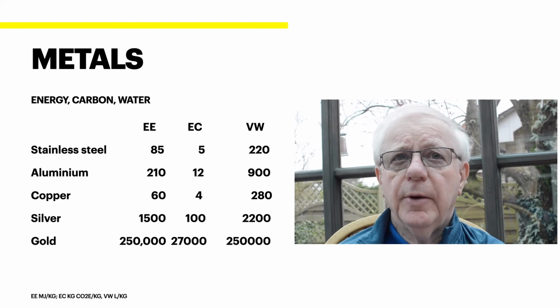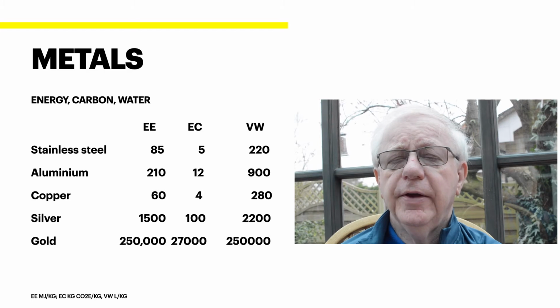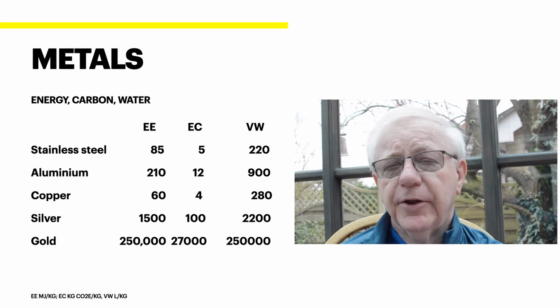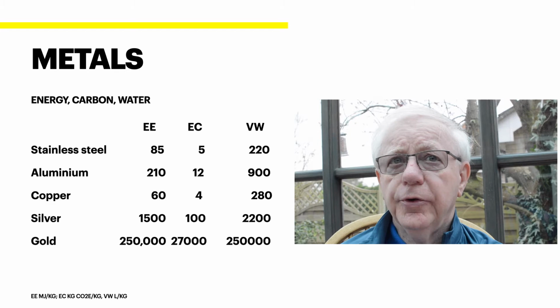The energy and carbon footprint of steel is not so different from synthetic polymers. Aluminium is rather higher, for reasons we saw in the energy video, due to the great difficulty in reducing aluminium oxide to aluminium. Copper, silver and gold have increasing demands for carbon, energy and water.